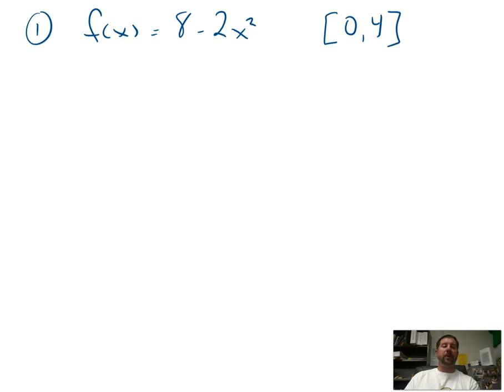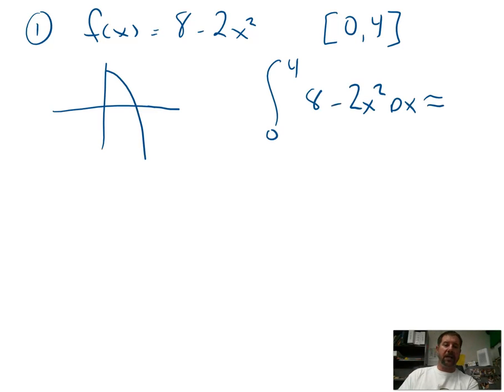Okay, for our first example here, we want to find the area under the curve of the function from 0 to 4. So first thing I do is sketch a picture. Okay, so this is a parabola that opens down, would look something kind of like that. We're trying to approximate the definite integral 0 to 4 of 8 minus 2x squared dx.